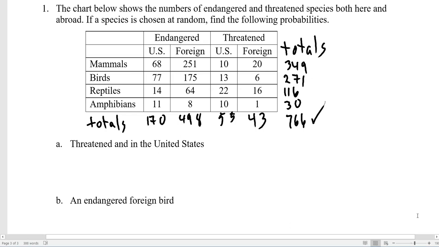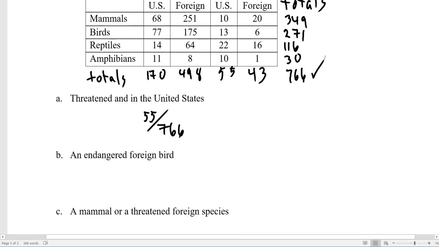766, feeling good. Okay, so what is the probability that someone is threatened and in the United States? Okay, threatened, I'm looking at all the threatened, but I'm only looking at all the U.S. Am I going to use an and multiplication rule? Please don't. Just look at the categories, right? Threatened and U.S., that totals 55 out of 766, and put that as a decimal, right?